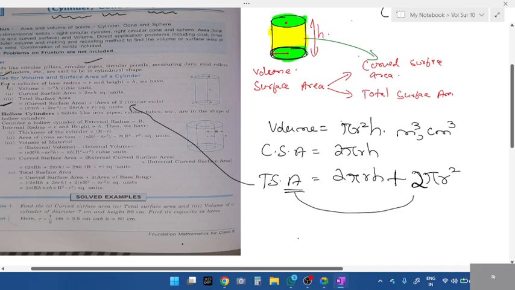So curved surface area is done. Total surface area, students, just add curved surface area plus two circles. One circle in the top, one circle in the bottom. And because area is given, we use r square, 2 pi r square. In this, what is common? 2 pi r is common. If you take 2 pi r, h plus r is the formula. You can use any formula, either this or this.